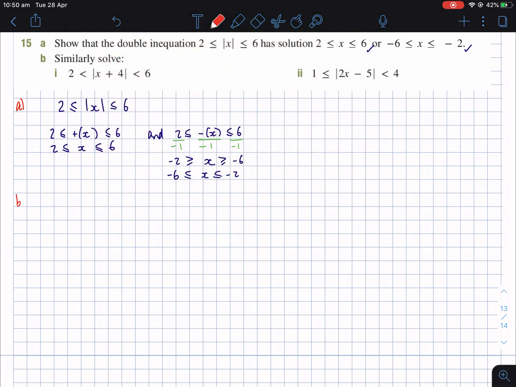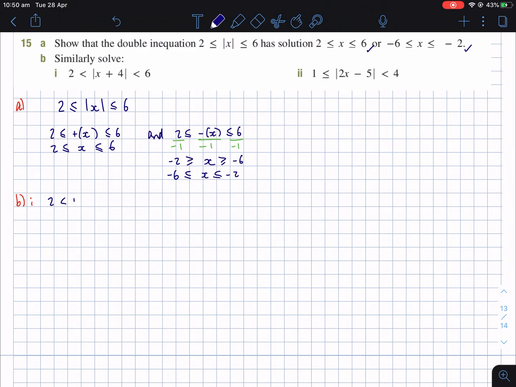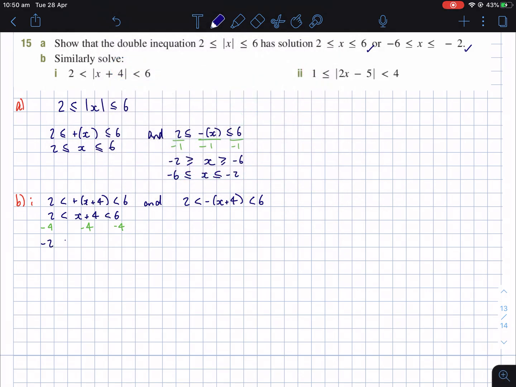So we're going to solve question B the same way. So here we've got 2 is less than positive x plus 4 is less than 6, and 2 is less than negative x plus 4 is less than 6. So here I've got 2 is less than x plus 4, less than 6, because we don't need the brackets. Subtract 4 from everything. You don't have to write this working out. So 2 take 4, -2 is less than x, less than 2.